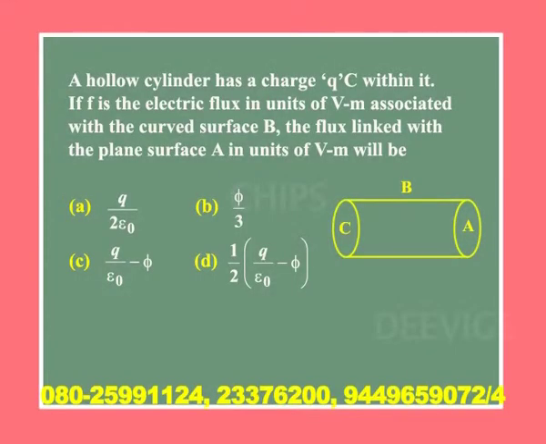Let me take up the next question. A hollow cylinder has a charge q coulomb within it. If phi is the electric flux in units of volt-meter associated with the curved surface B, the flux linked with the plane surface A in units of volt-meter will be: option A, q by 2 epsilon naught; option B, phi by 3; option C, q by epsilon naught minus phi; option D, 1 by 2 times q by epsilon naught minus phi.